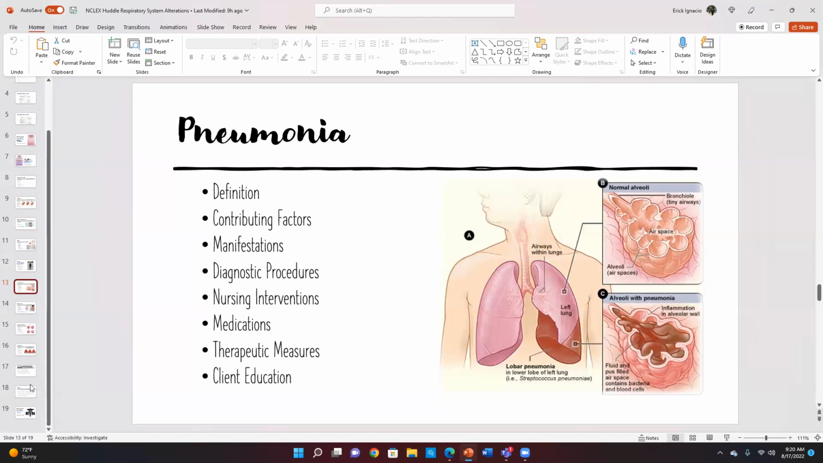Well, tachypnea and tachycardia, a sudden onset of chills, fever, flushing, diaphoresis, a productive cough, dyspnea with pleuritic pain, crackles, elevated white blood cells, decreased O2 saturations, right? And the diagnostic procedures for this patient with pneumonia, we would expect to see chest x-ray, pulse oximetry, sputum culture, and sensitivity.